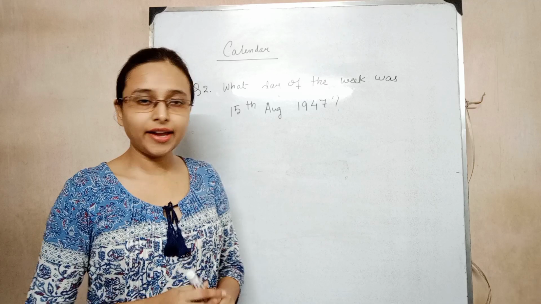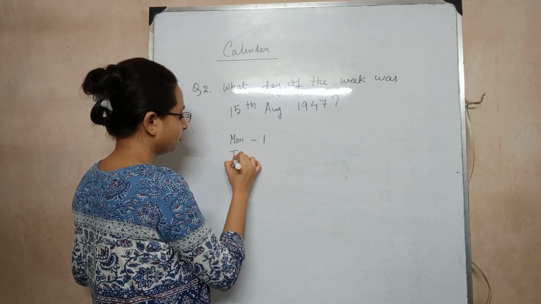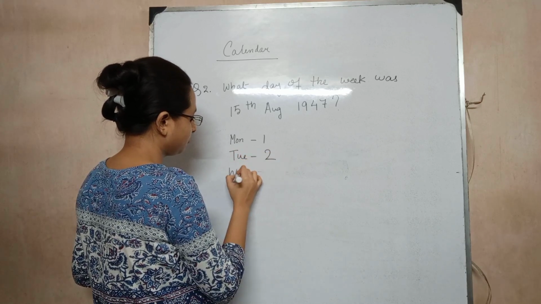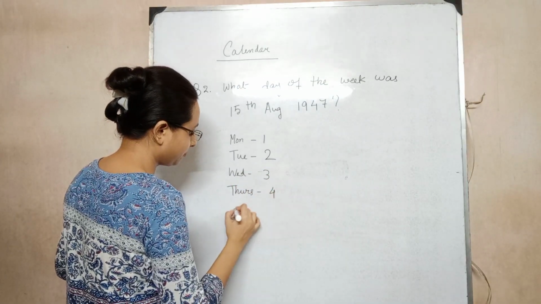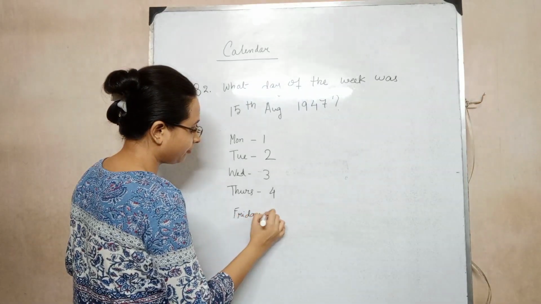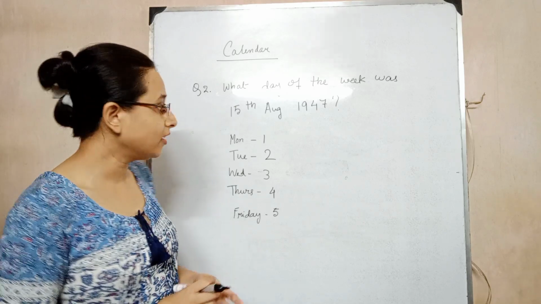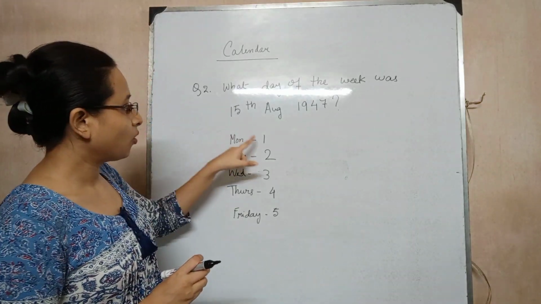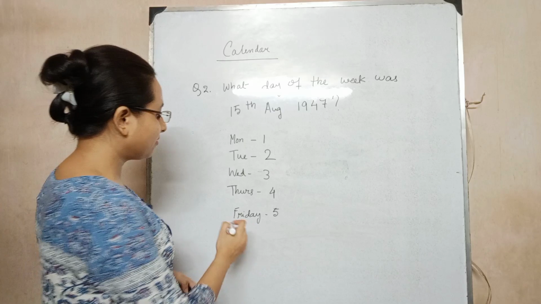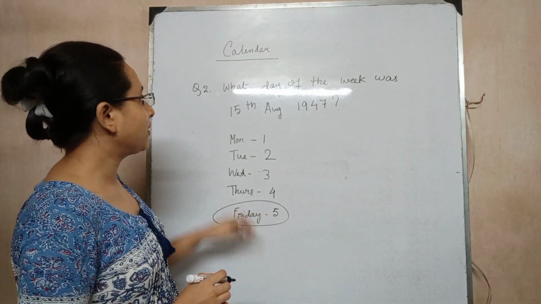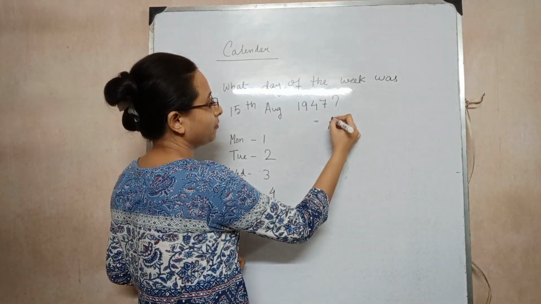Fifth from Sunday, right? So fifth, that is Monday, is 1, Tuesday, Wednesday, Thursday and Friday. So 5, since we have 5, we start from 0. 0 is Sunday. Let's leave that. Monday, Tuesday, Wednesday, Thursday, Friday. 1, 2, 3, 4, 5. So the fifth day from Sunday is Friday. So the answer to this is fifth is Friday. What day of the week was 15th August 1947? The answer will be Friday.